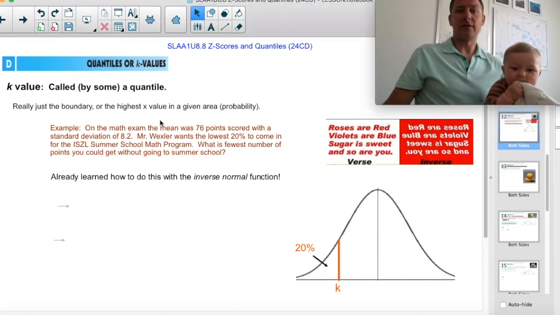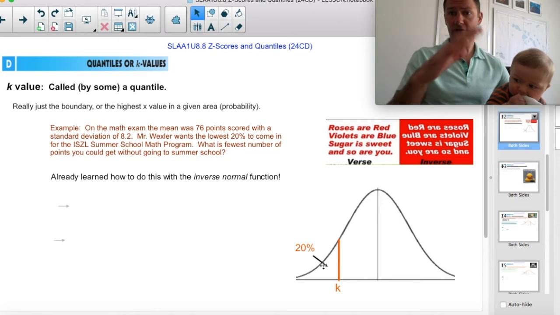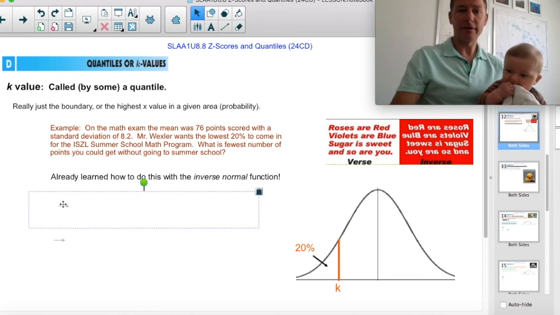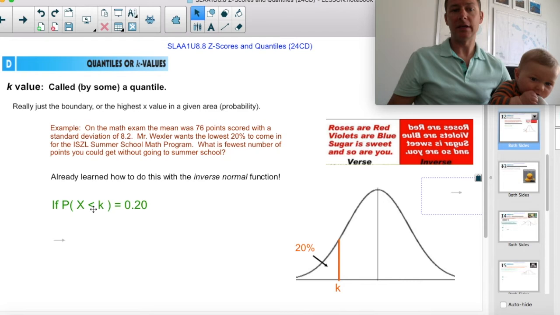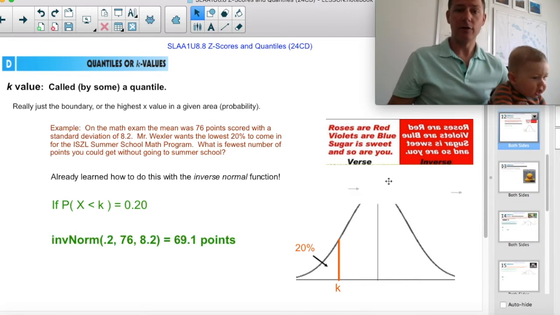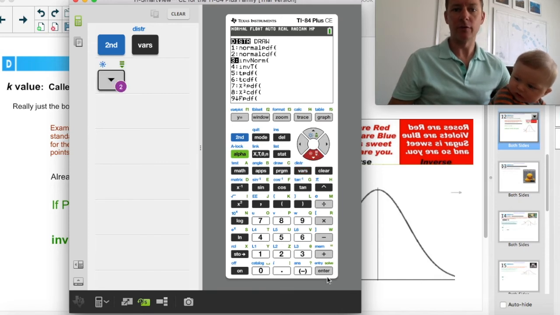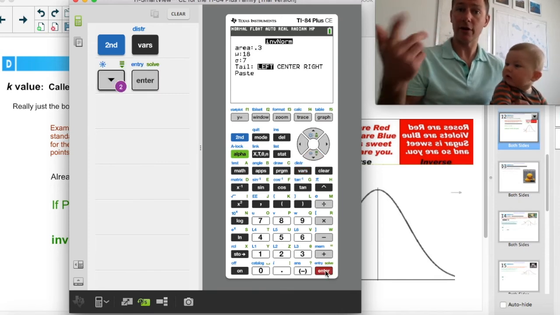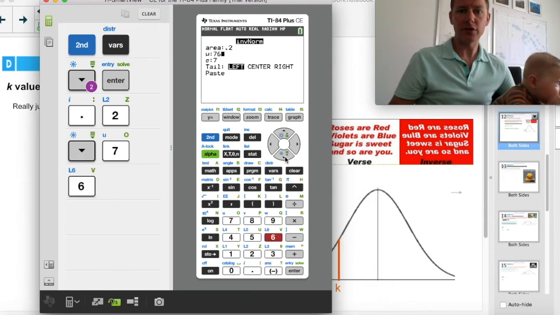So what we can do with this is use the inverse function like we did. We want a boundary that holds the 20% down, so if in your calculator you want your x value to be less than k such that you get 20% of the curve in there, you punch into your calculator second distro. We want an inverse normal, meaning I give you the area and you tell me where that happens. I want 0.2, 76 and 8.2.